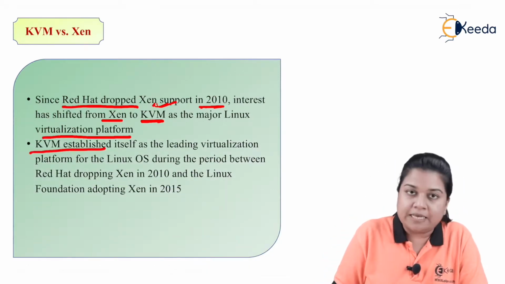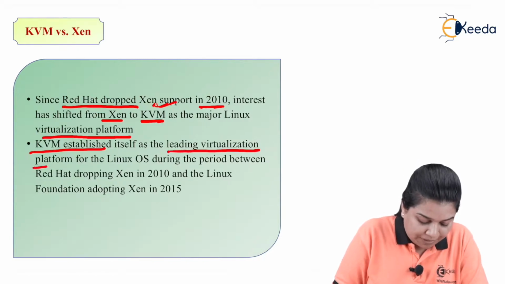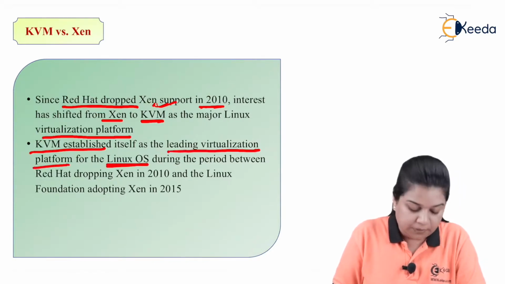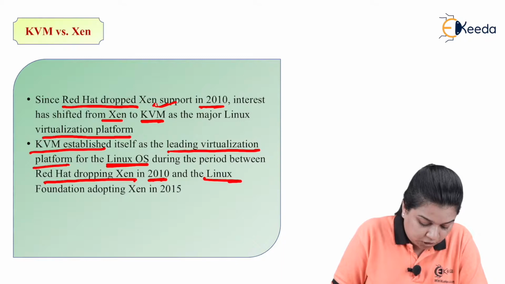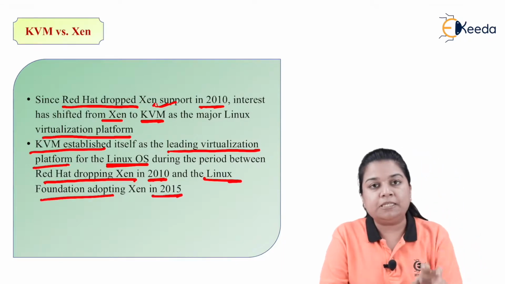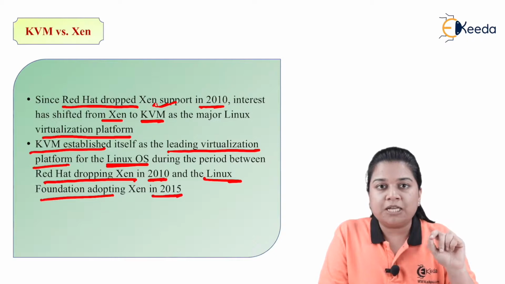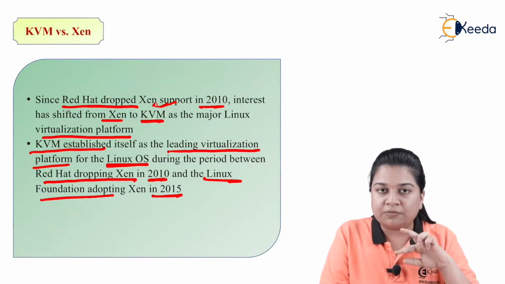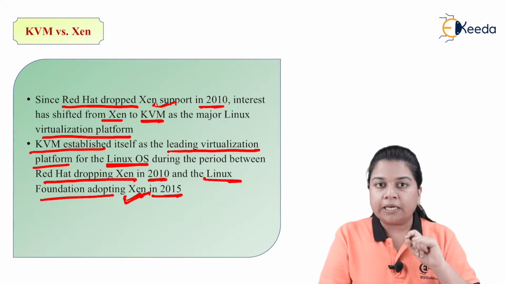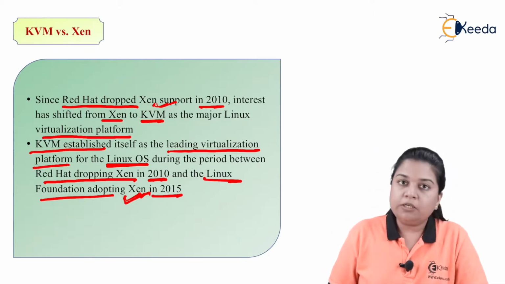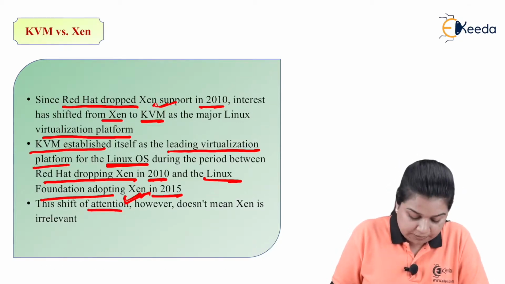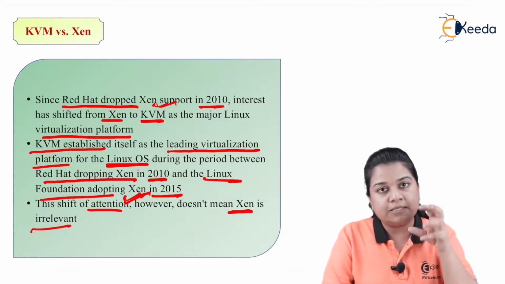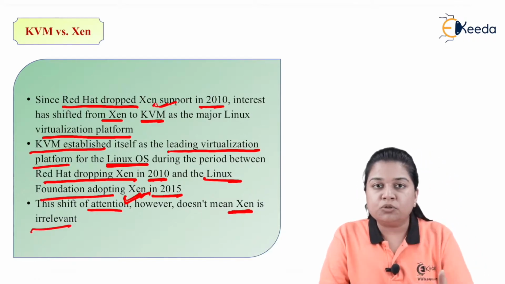KVM established itself as the leading virtualization platform for the Linux operating system during the period between Red Hat dropping Xen in 2010 and the Linux Foundation adopting Xen in 2015. That means KVM was the most prominent virtualization technique from 2010 to 2015, when Xen was again adopted by the Linux Foundation. This shift of attention, however, doesn't mean Xen is irrelevant. Xen is still relevant and used for virtualization technologies. It has its own benefits.